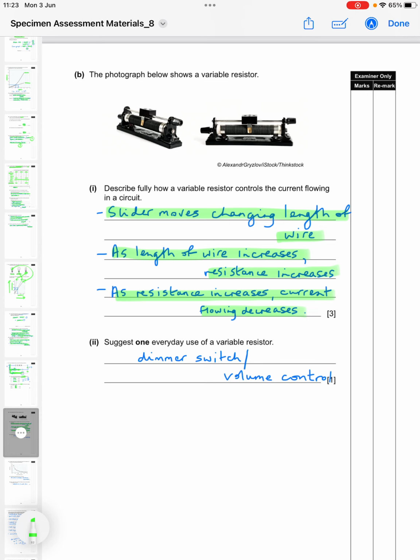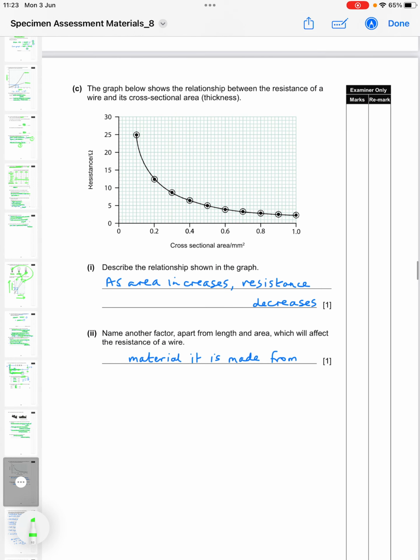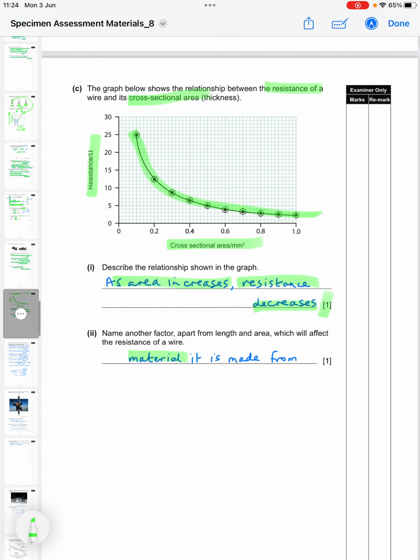Suggest one everyday use of a variable resistor. You could be talking about a dimmer switch or even a volume control. Then it says the graph shows a relationship between the resistance of a wire and its cross-sectional area or thickness. So there's resistance in ohms and then the cross-sectional area. Describe the relationship shown in the graph. Again, it's 1 mark, so it's just a simple relationship. So as the area increases, the resistance decreases, so it's going down. Name another factor apart from length and area which will affect the resistance of the wire. Well, the material that the wire is made from.